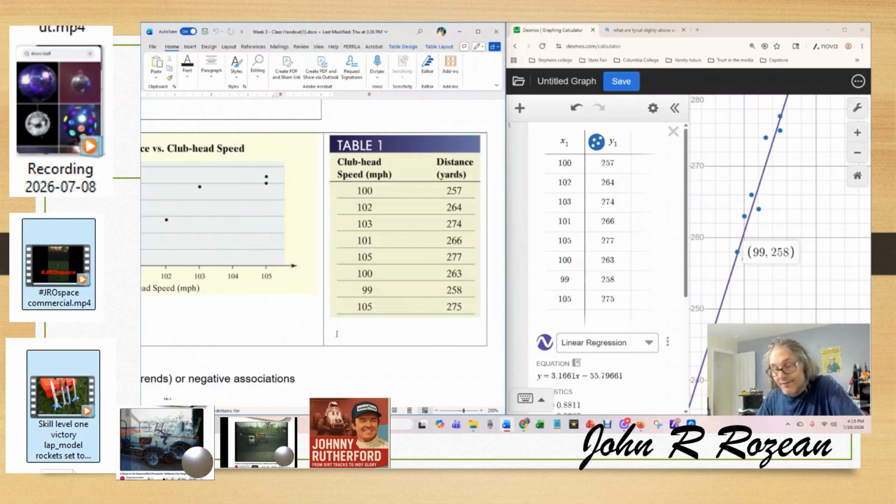Now the y-intercept is a, and the slope is b. Oh, Lord, forgive us. Anyway, all right, I'll talk to you all later.